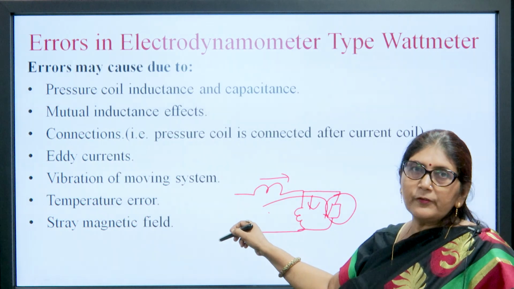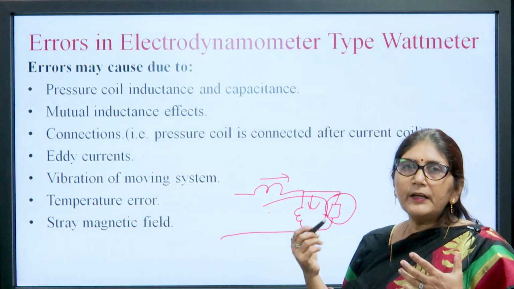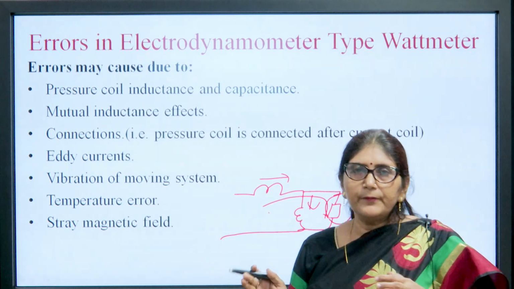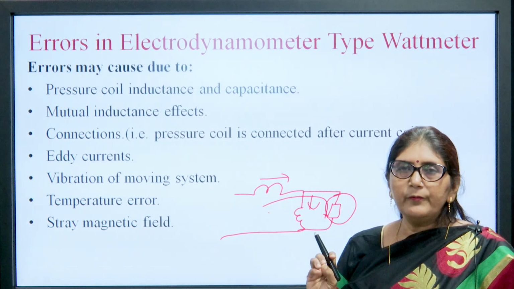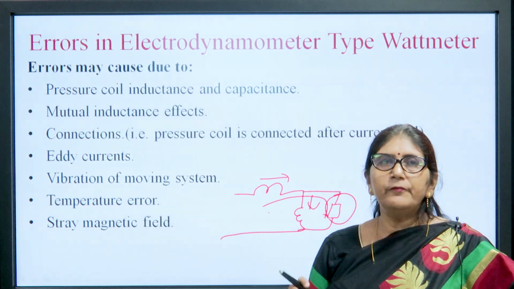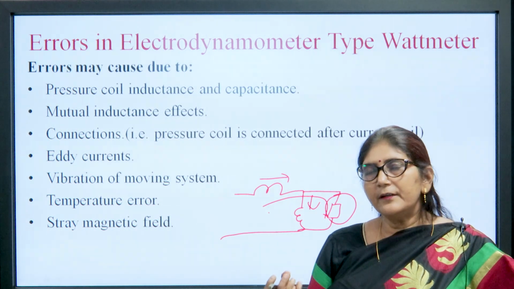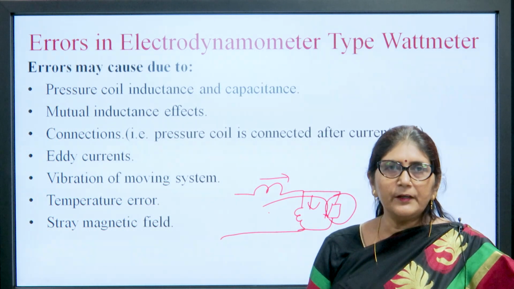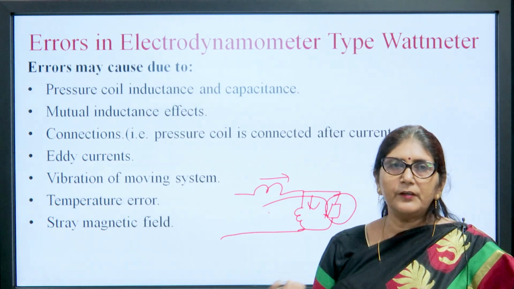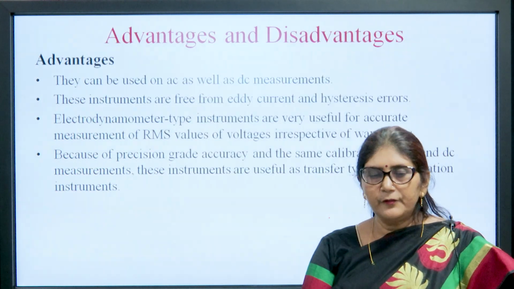Similarly, if we connect the pressure coil before the current coil, then the voltage measured by the pressure coil is not the exact voltage that appears across the load. So, some power loss is because of this. Then eddy current loss is also there, and vibration of the moving system also creates some loss. Then temperature error is there because we are using a spring here, so the spring constant changes with the temperature change. Similarly, stray magnetic field also affects the performance of the instrument.